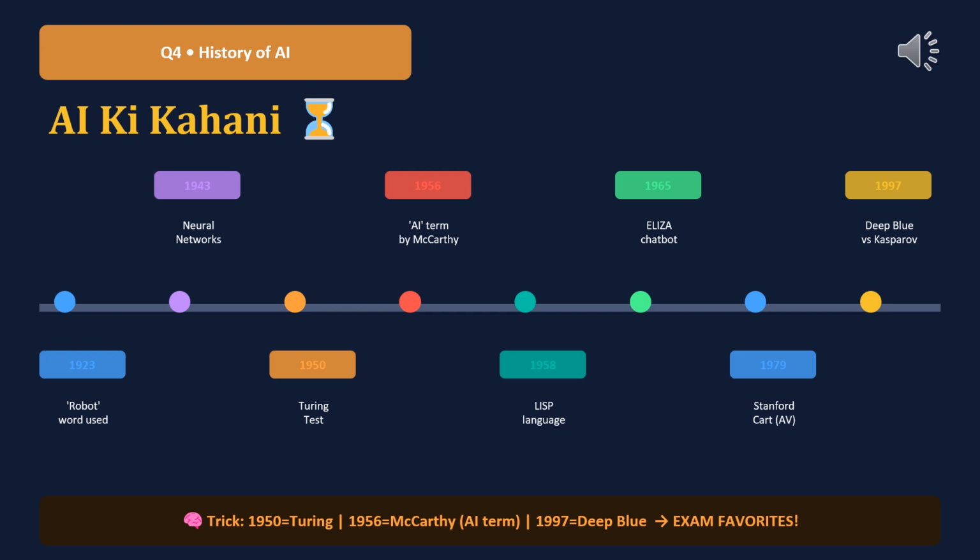Later came Eliza, one of the first chatbots. In 1997, IBM's Deep Blue defeated world chess champion Garry Kasparov, proving that AI could outperform humans in specific tasks. For exams, remember 3 important years: 1950, 1956 and 1997.